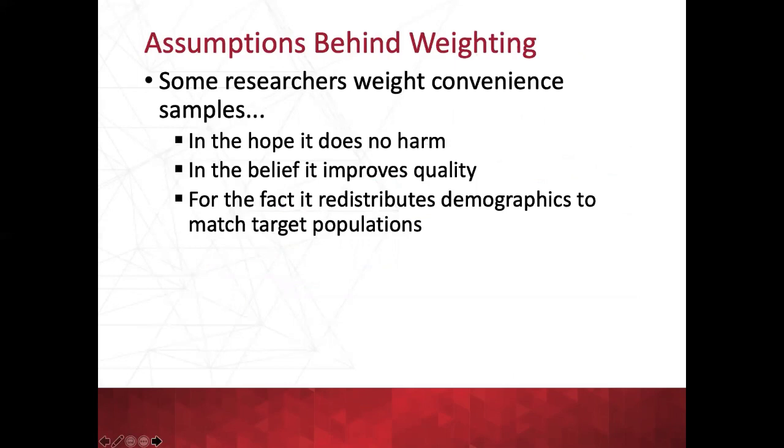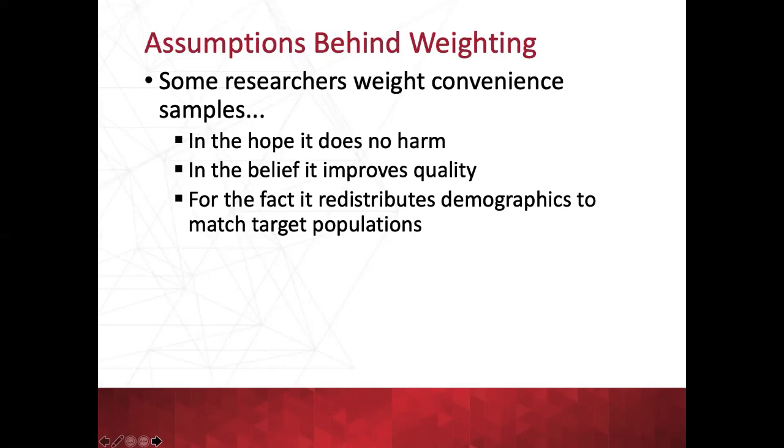So when people had been weighting convenience samples, they've been doing it for some good reasons. One, they believed that it didn't make things worse. They believed that it was improving the quality of the survey, and it mapped the demographic data from the survey to the demographic data of the U.S., or the target population, which removes a concern from users of the data that the data is not representative. And so those were all reasons that people would be weighting online data in the past.